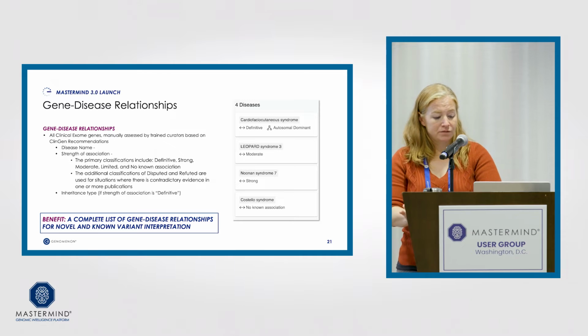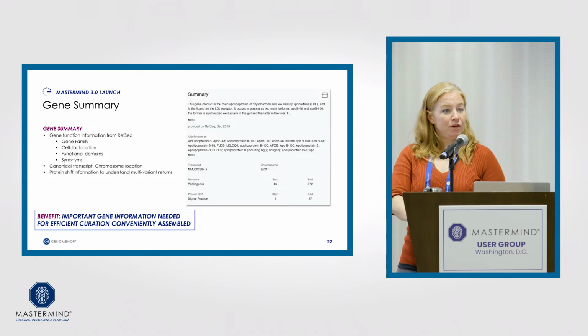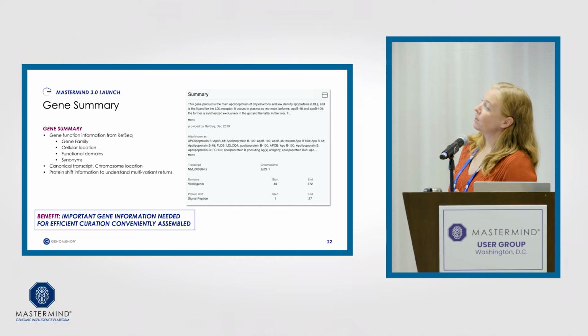So it's a complete list of gene-disease relationships so that you can interpret novel and known variants. Please also ask questions as you have them if you'd like to do that.